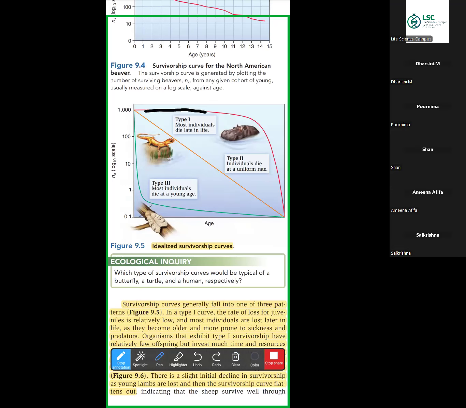Here we cannot say that they are exhibiting uniform rate of death because in the juvenile period and reproductive period, a large number of individuals are present. But at a point, there is a steep decrease in their number. So we cannot say that it is uniform rate of death. But look at type 2 survivorship curve. There is a uniform decrease in their number. So we can say that this type of organisms exhibit type 2 survivorship curve.